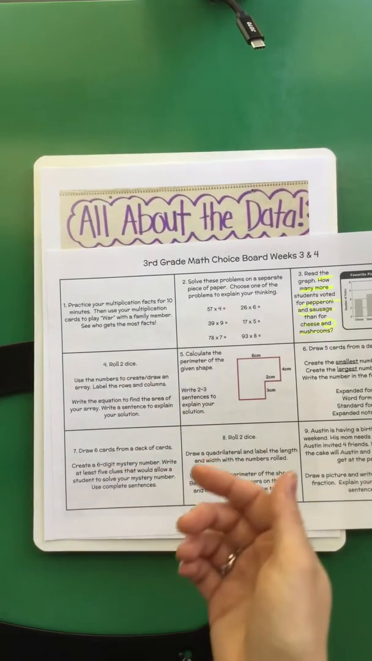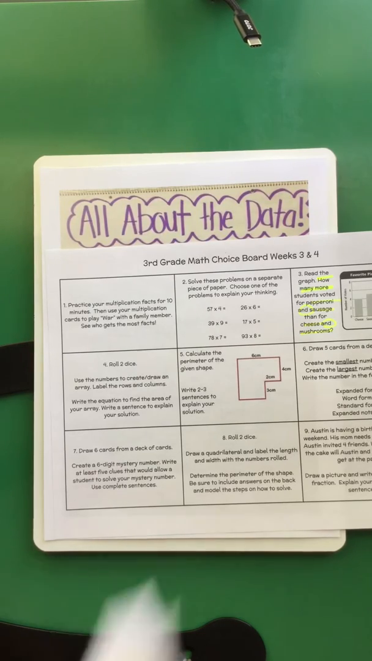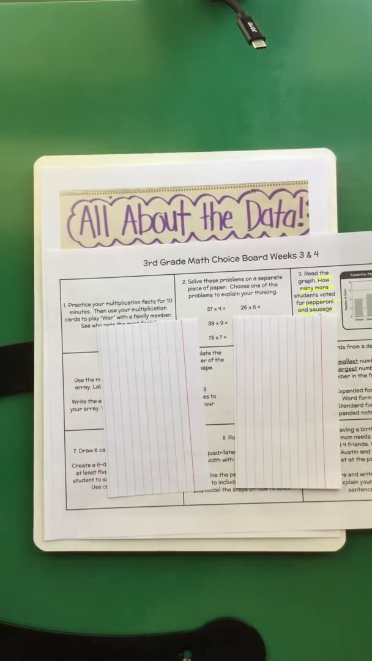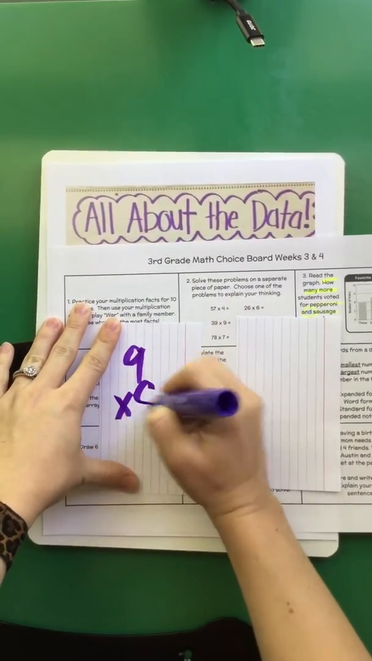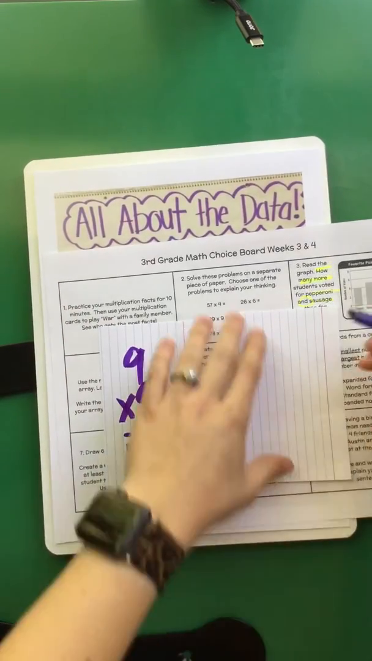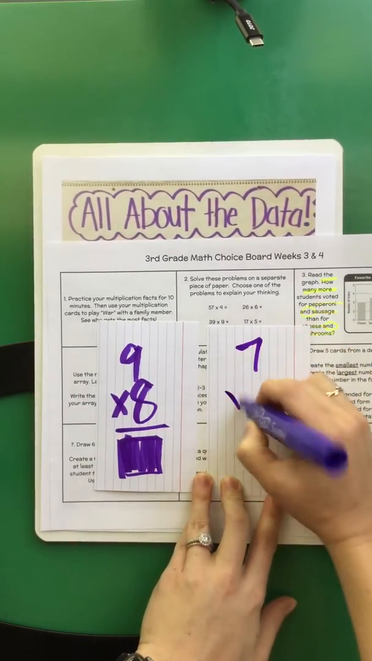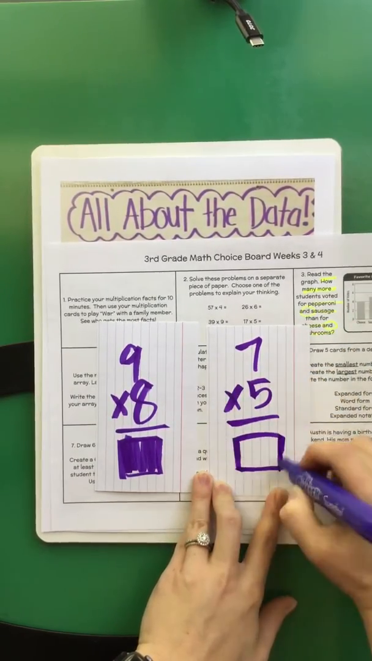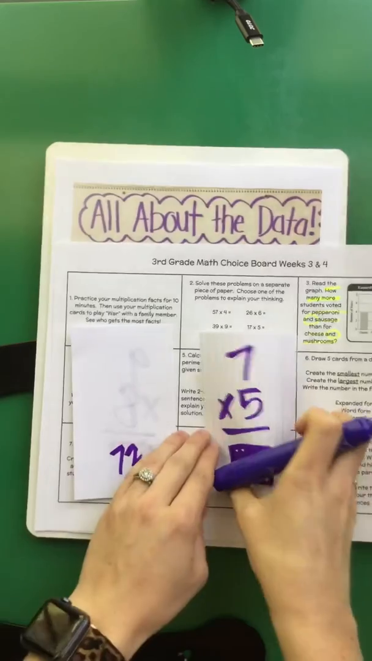So if you were going to be playing war with a family member, basically what you would do, let me find a card here and I'll kind of show you. Okay, so if I had all of my multiplication cards, and on this one it said 9 times 8, and this is how your cards were made at school. Your cards that you got from your packet may look a little bit different, but you'll still get the point here. Okay, and then on the back you have your answers.